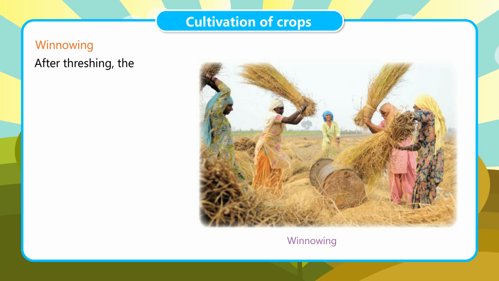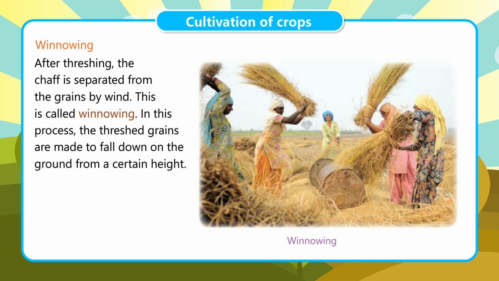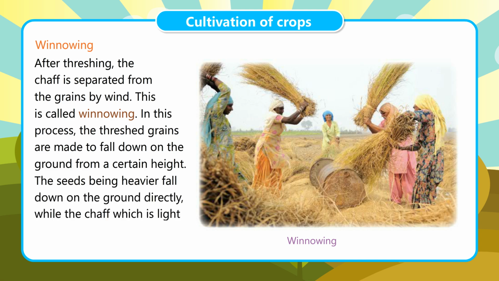Winnowing. After threshing, the chaff is separated from the grains by wind. This is called winnowing. In this process, the threshed grains are made to fall down on the ground from a certain height. The seeds, being heavier, fall down on the ground directly, while the chaff, which is light enough, flows away with the wind and falls separately.